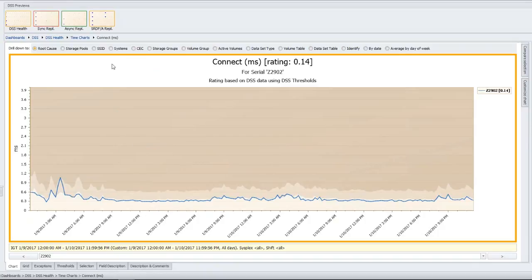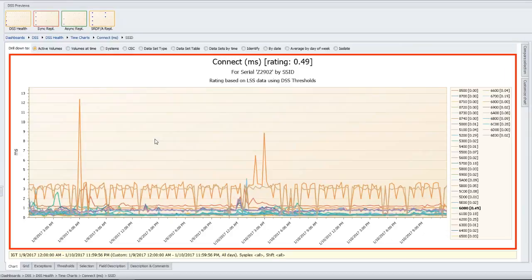So you say, okay, I'm getting some high connect time. Is it isolated to a particular area? So in this example, I can click on SSID, and I can drill down from there. And indeed, I'm able to see that one SSID has been flagged as the culprit for this high connect time. And indeed, that SSID is rated worse because it's got some pretty high connect times and is in that red zone. So we're very quickly able to narrow things down and determine precisely where the problem is coming from.